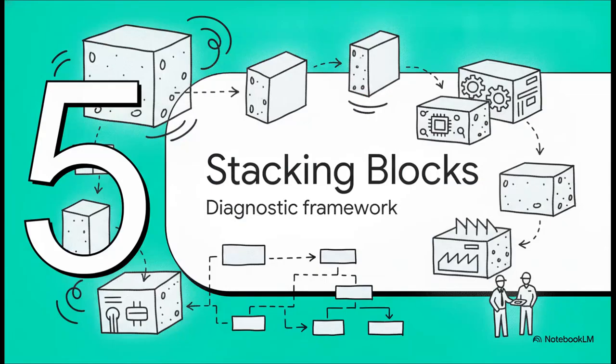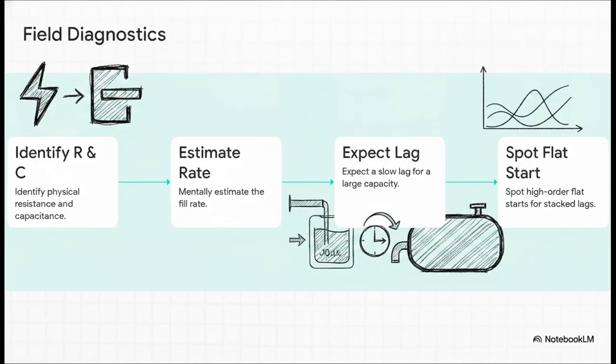Section 5. Stacking the building blocks. Which perfectly sets up our conclusion. We're going to summarize these core takeaways and really lock in this field diagnostic framework so you can take it straight back to your operators. Here's your consolidated diagnostic checklist to keep handy on the plant floor. Number 1, always identify the physical resistance and capacitance in your loop before you ever touch a dial. 2, mentally estimate that fill rate. Really understand the flow versus the volume. 3, definitively expect a slow lag if you're dealing with a large capacity and a small restriction. Remember, slow does not mean broken. And 4, always keep an eye out for those high-order flat starts so you know if you're dealing with stacked lags.